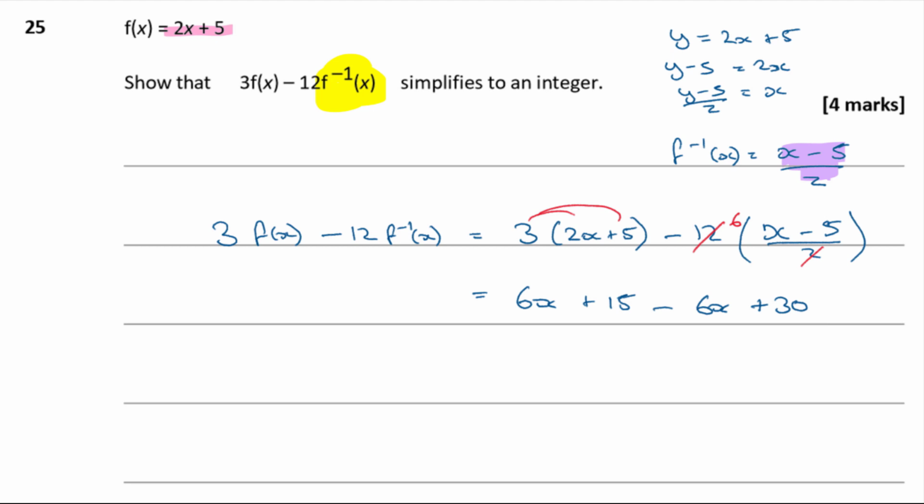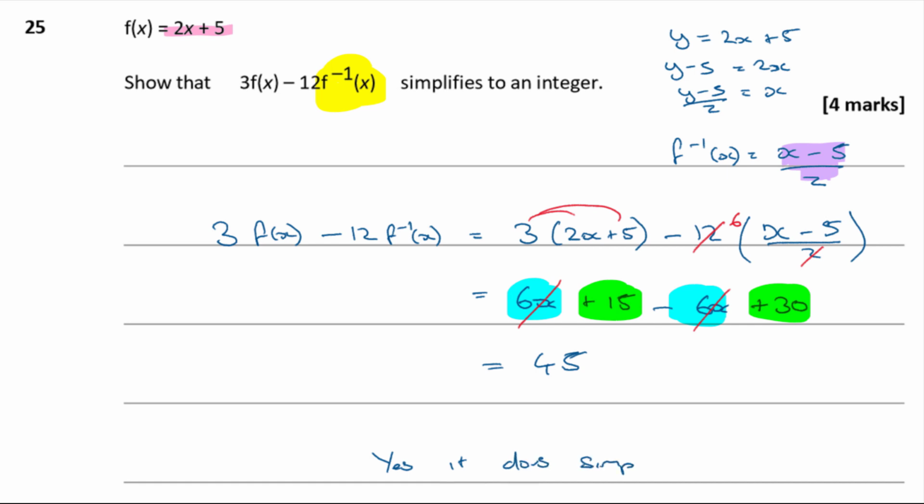Okay, so now you can see I've got two types of things here. I've got terms in x that spookily are equal but opposite signs. So they're just going to cancel each other out, aren't they? 6x times minus 6x, they're going to disappear. And I'm left with 15 and 30 that I can add together, and that is going to give me 45. So we can see then that it does simplify to an integer because all the terms in x disappear and I'm just left with the number. So yes, it does simplify to an integer.